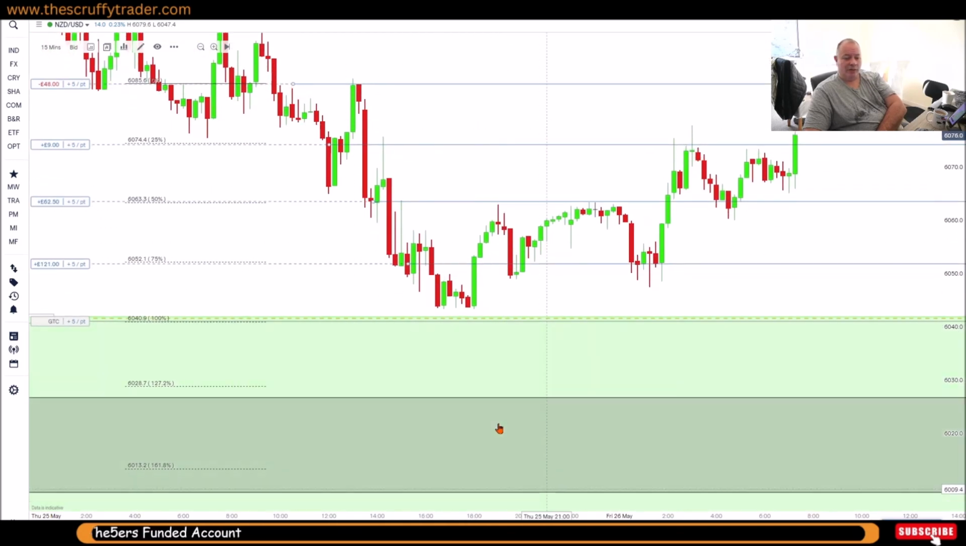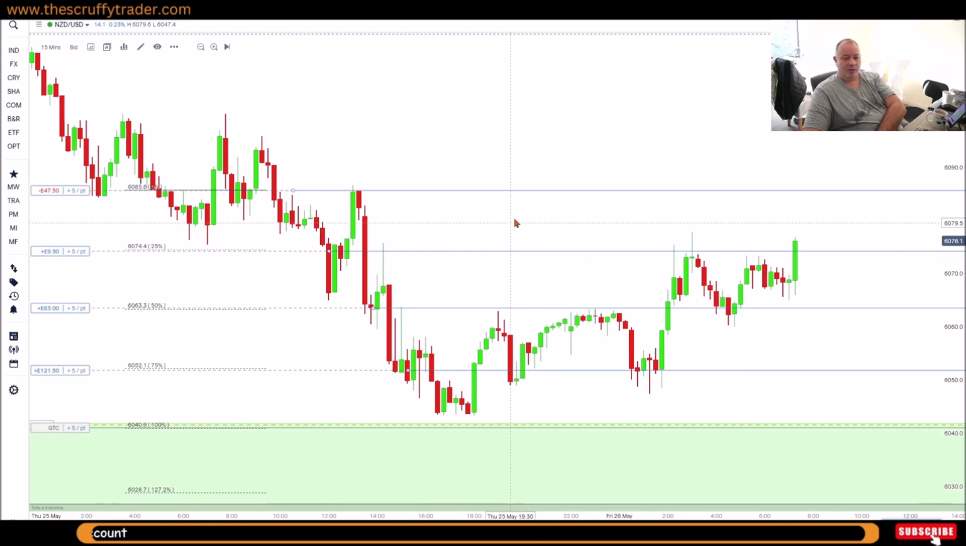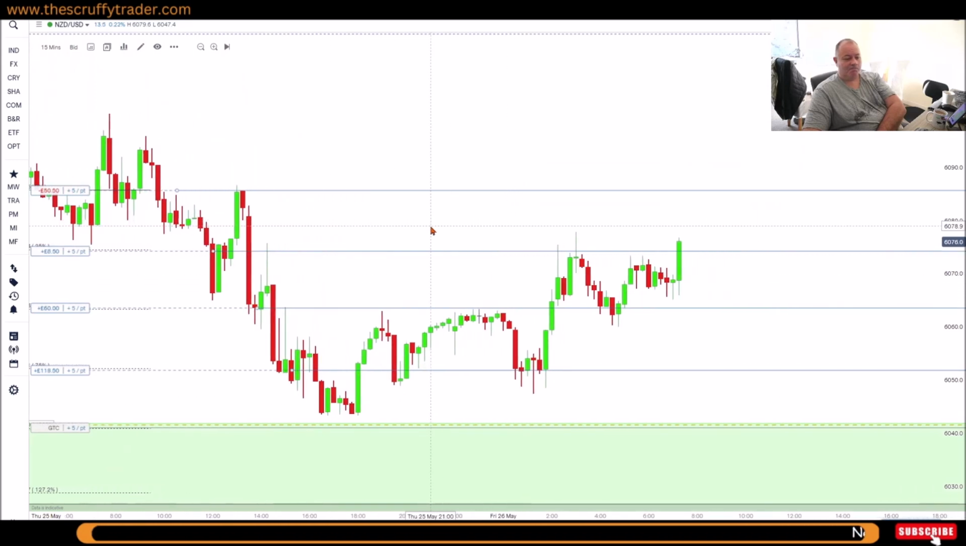So that's running fine. So the dark area, the way we want to look to get out, bottom of the swings, all that sort of thing.